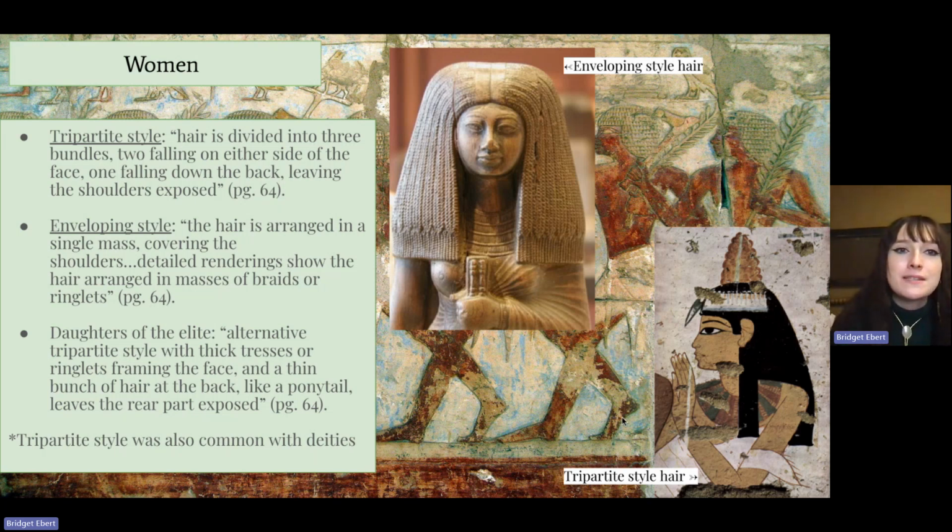And the enveloping style is where the hair is arranged in a single mass covering the shoulders and the ears normally. And there's detailed renderings to show the hair arranged in masses of braids or ringlets, and both of these quotes were found on page 64. And it was also discovered by Gay Robbins that daughters of the elite had an alternative tripartite style with thick tresses or ringlets framing the face and a thin bunch of hair in the back like a ponytail, leaving the rear part exposed, on page 64.